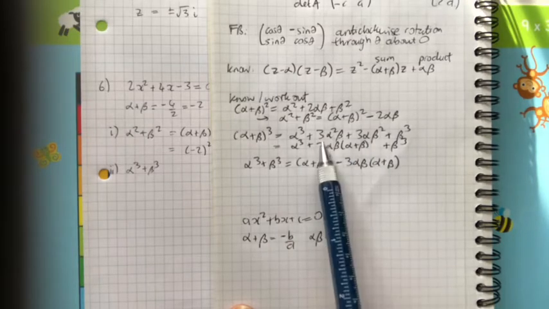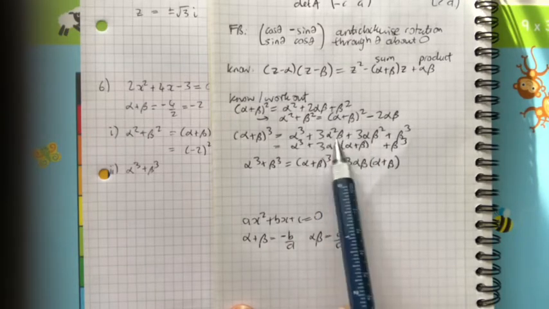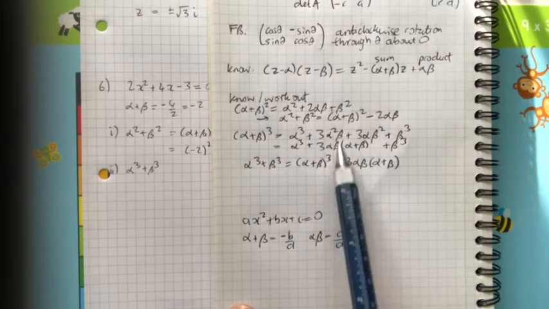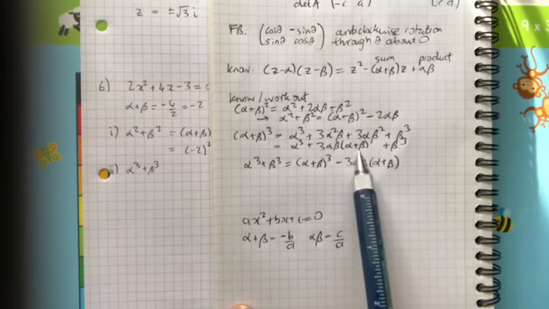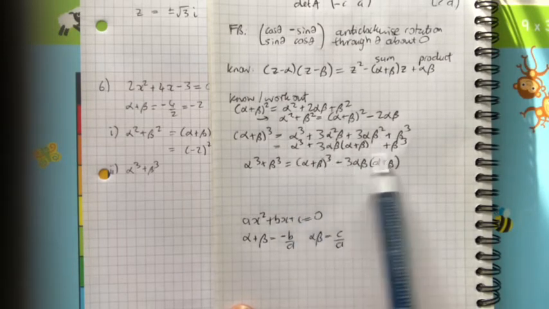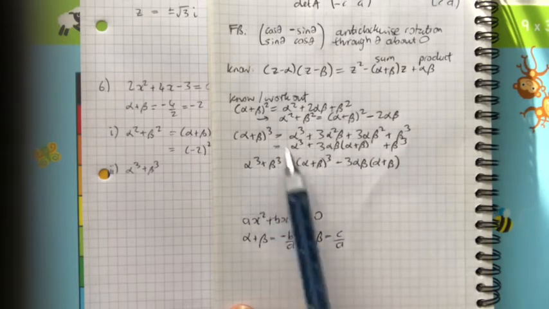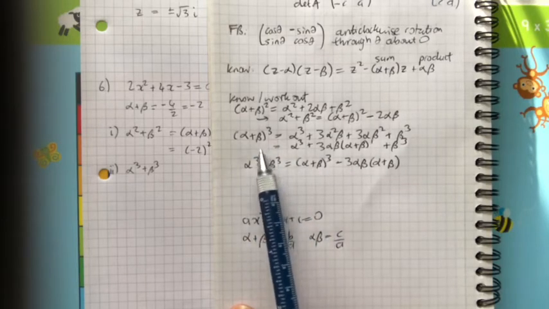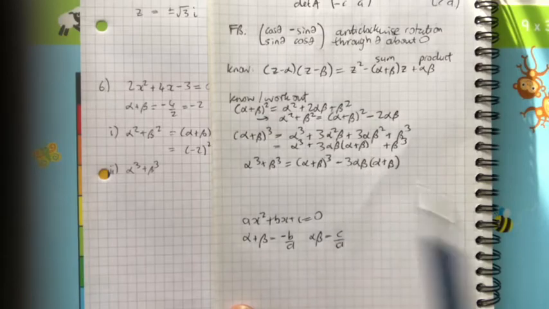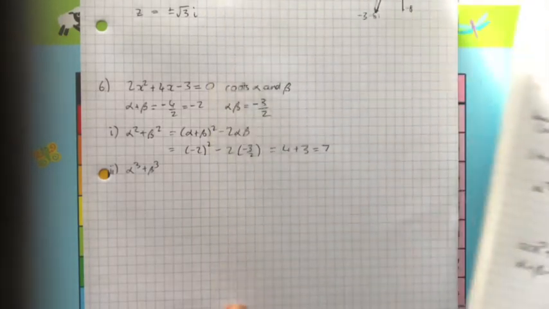Now this middle bit has a common factor, 3 alpha beta, which leaves you with an alpha there and a beta there. So rearranging that, alpha cubed plus beta cubed is equal to alpha plus beta cubed, take away 3 alpha beta, alpha plus beta.